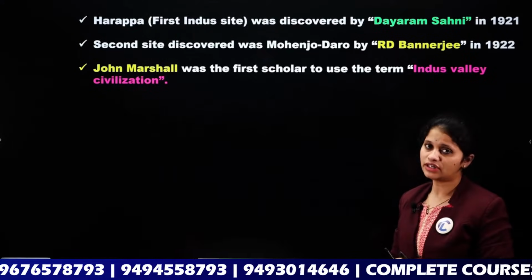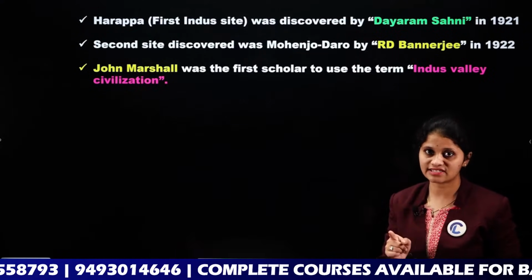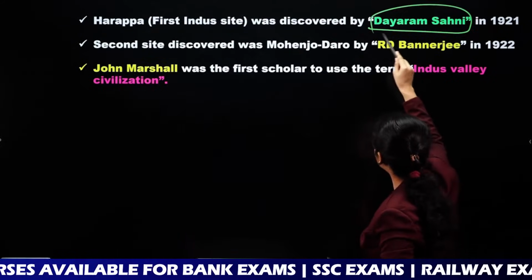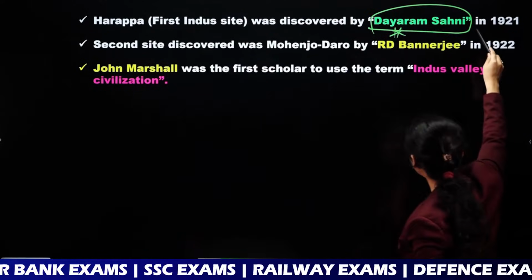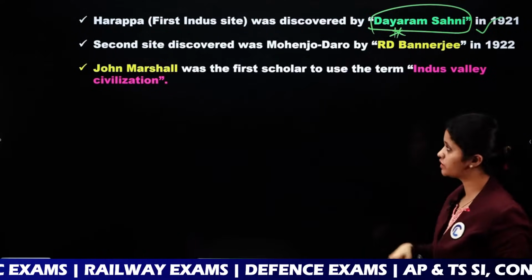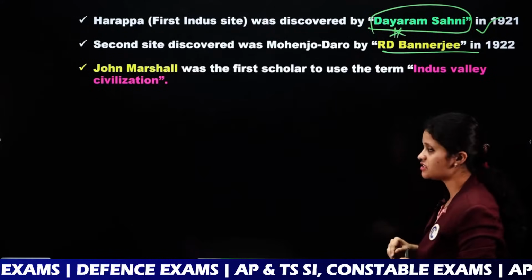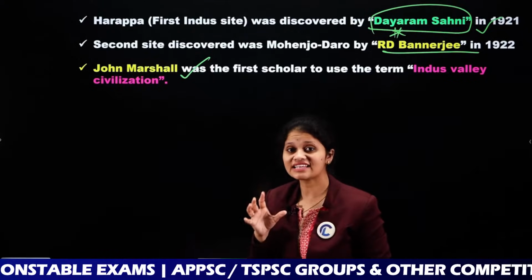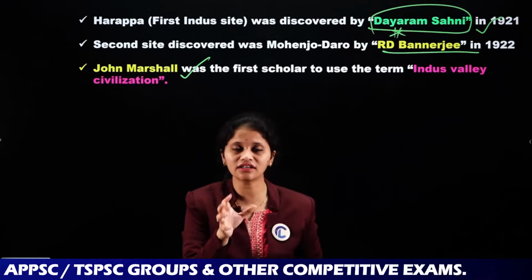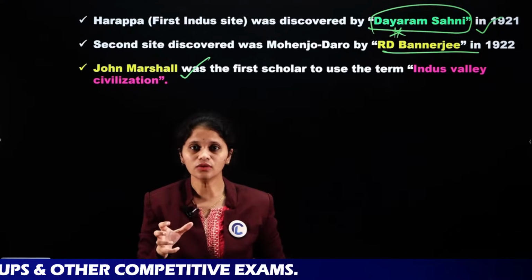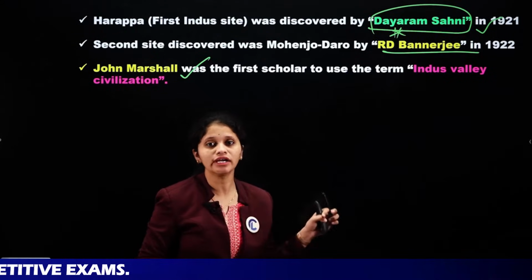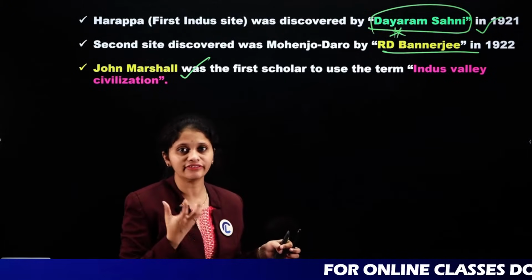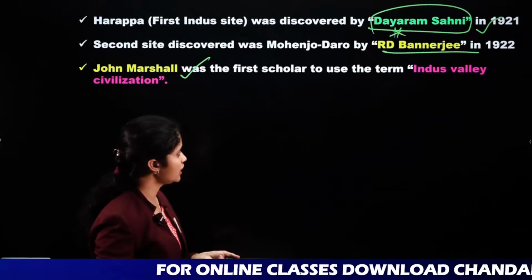Then moving to Harappa. Harappa was the first site excavated, by whom? It was discovered by a person known as Dayaram Sahni in 1921, and the second site was Mohenjo-daro, which was discovered by R.D. Banerjee in 1922. Later John Marshall was the first person to coin the term Indus Valley civilization. Who is that? John Marshall was the first person to coin the word Indus Valley civilization.